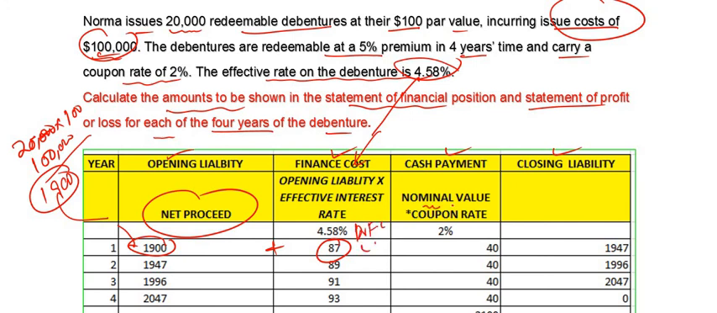And now the cash payment. The cash payment should be on the nominal value, and the nominal value we have is 20,000 multiplied by 100. You'll use the coupon rate, which is the 2% here, and you will get this amount. This is the cash payment which you have to pay, and this will be deducted because it will reduce your liability, and at the end you will have this amount.